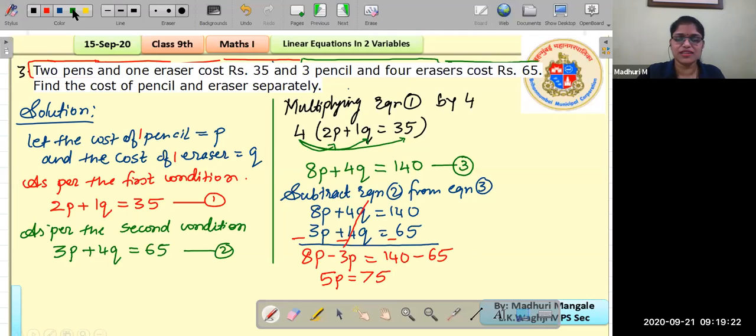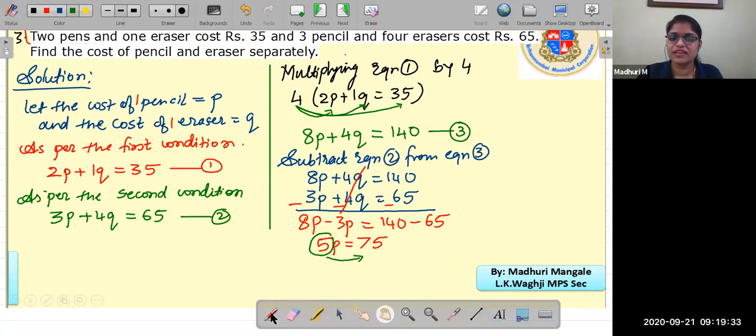And then we need to bring p by itself. So we are going to shift this 5 to the other side. 5 is in multiplication over here. It moves to the other side, and that would be division. So p equals 75 divided by 5, and that gives us p equals how much? P equals 15. Yes, you all are right. I know most of you must have got it right.